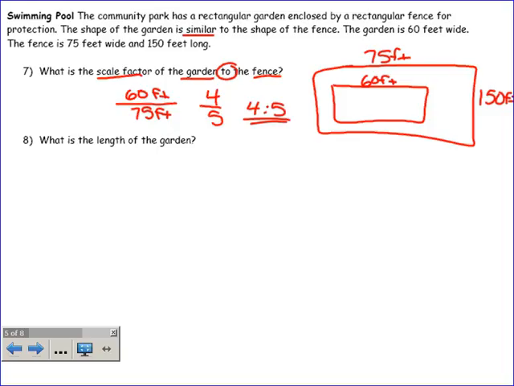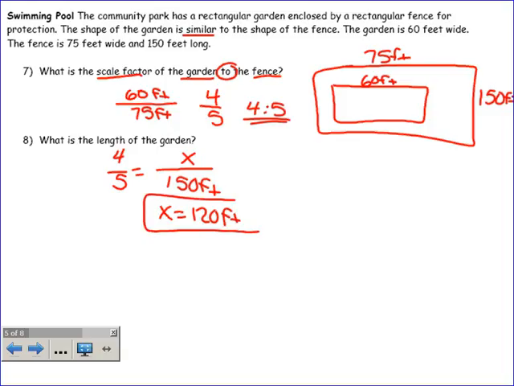So then what is the length of the garden? If we do 4/5 using our scale factor, we know that the length of the fence is going to be 150 feet. We're solving for that guy right there. Should probably be 120. Again, I'm making sure to have units with this when you cross multiply. Should get 120 feet. Is that okay?